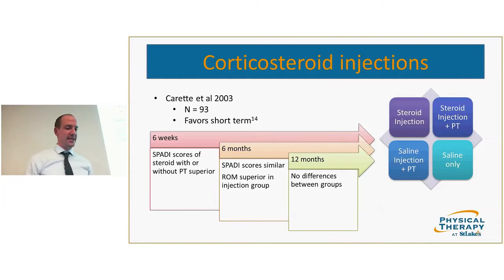They found at 6 weeks the scores in the outcome measures were better with the steroid injection with or without PT. So just the fact that they had the steroid injection was the factor that got the scores to be higher. At 6 months, they started to get a little bit closer as far as outcome measures, but the range of motion was a little bit better in the injection group at this point. And at 12 months, they're actually having no differences as far as shoulder function or motion.